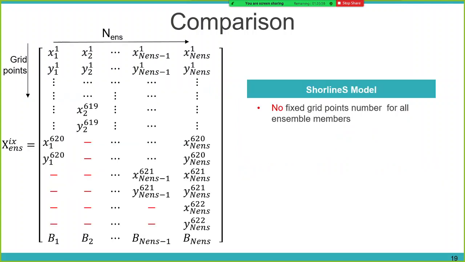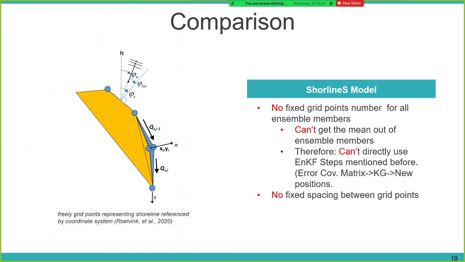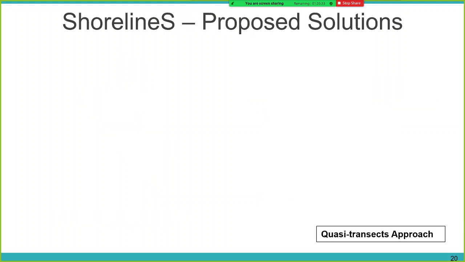On the other hand, ShorelineS has no fixed number of grid points for the ensemble. Some of the ensemble members have different numbers from the average, so you can't get the mean value out of this, as you can't put them in one matrix. Therefore, you can't directly use the ensemble Kalman filter, which is challenging, and also you don't have fixed spacing between the grid points. So the proposed solution is to use a quasi-transect approach.